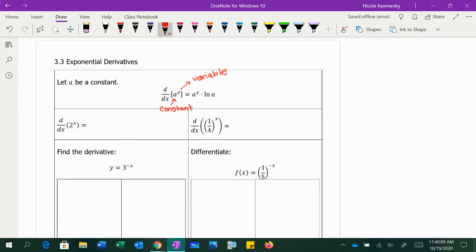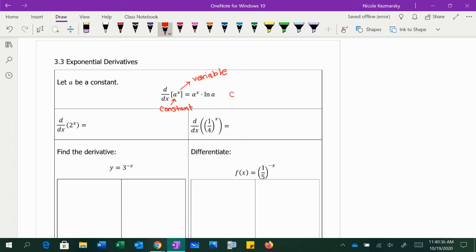So often people look at this and they see a number with an exponent, and they want to do the power rule. The power rule is different. In the power rule, the base is a variable and the exponent is a constant. So when the base is the constant and the exponent is the variable, we have a different rule. And that rule is to copy over what you have written and then take the natural log of the base.